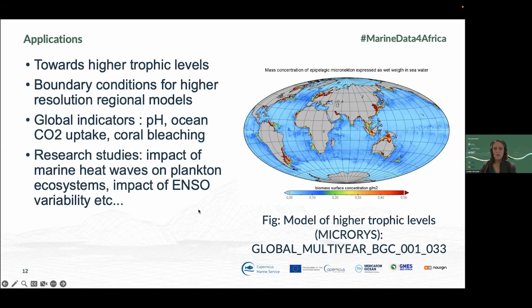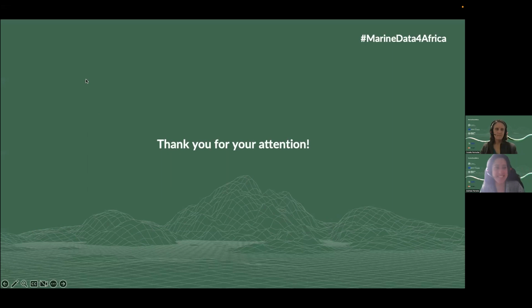It's very interesting. We actually don't have any questions for you so far, but I was wondering, you mentioned the higher trophic levels and how you will probably include this kind of data in the future. Is there a date foreseen, or is it known when we will be able to inject this type of data information in our models?